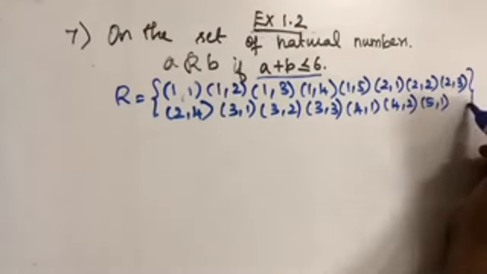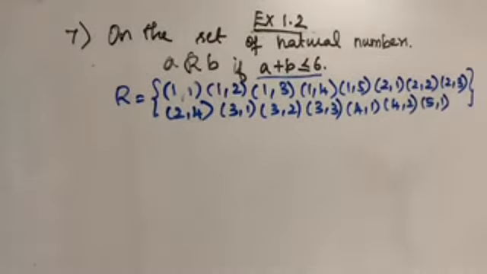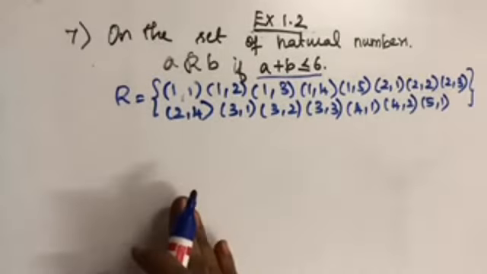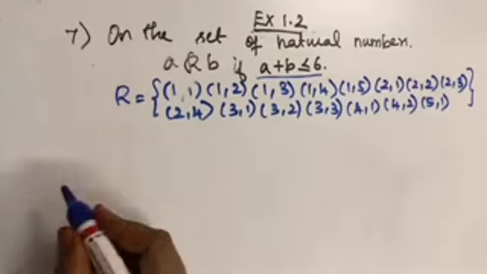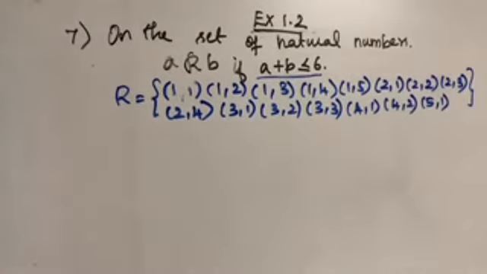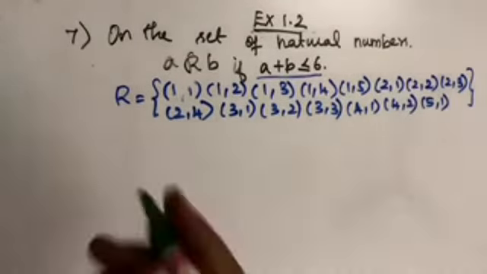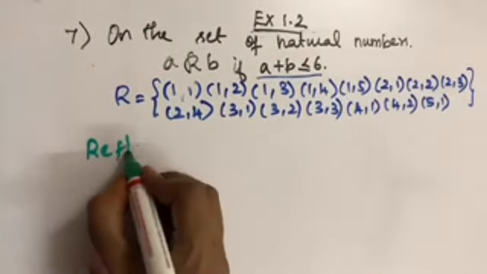That's it. Okay. These are all the set of ordered pairs. Now we have to check whether it is reflexive or symmetric or transitive. Okay. So, reflexive.